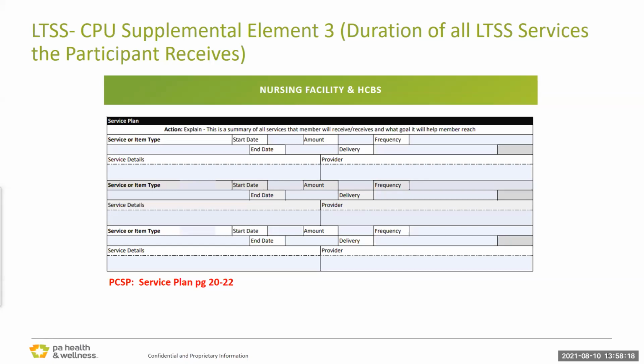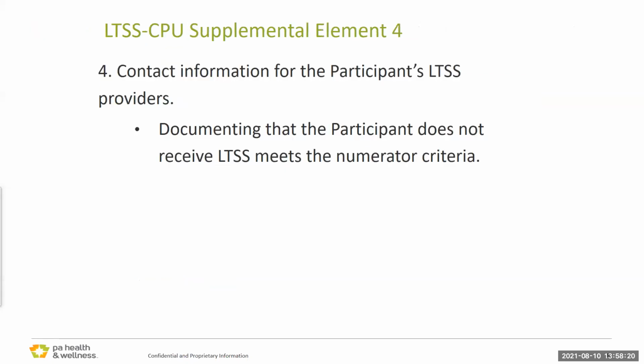Next slide, please. For CPU supplemental element 4, that's the contact information for the participant's LTSS providers. Again, documenting that the participant does not receive LTSS meets the numerator criteria.